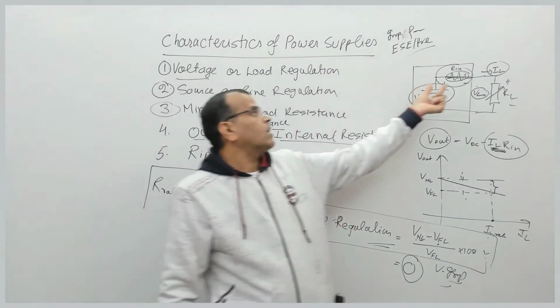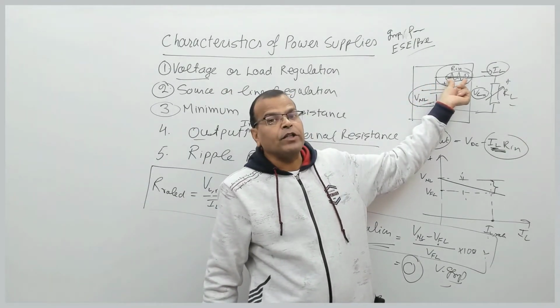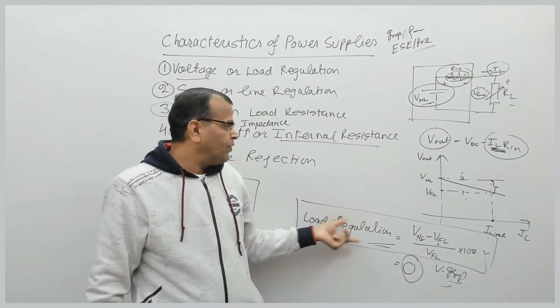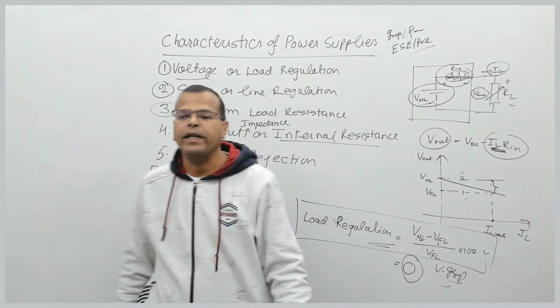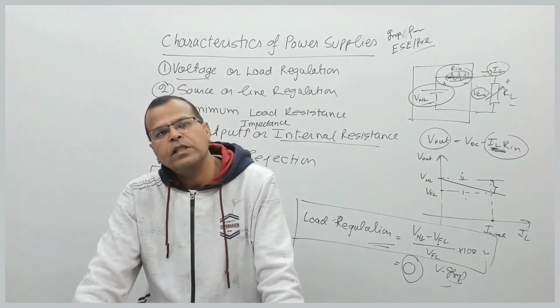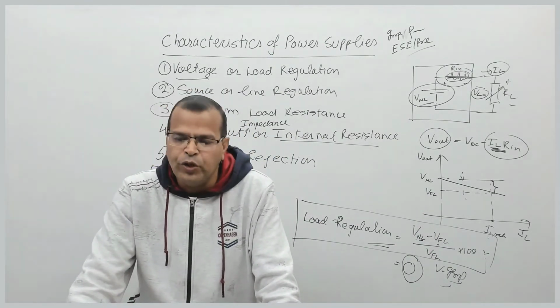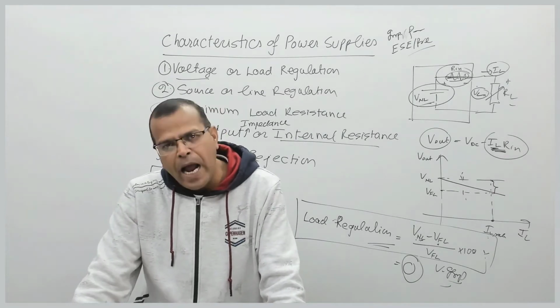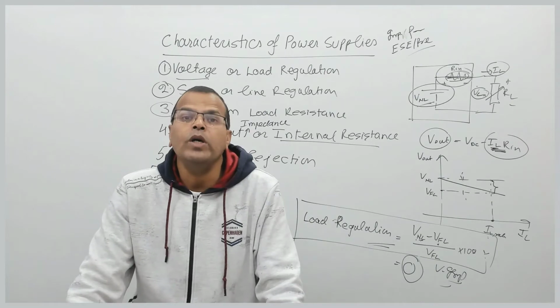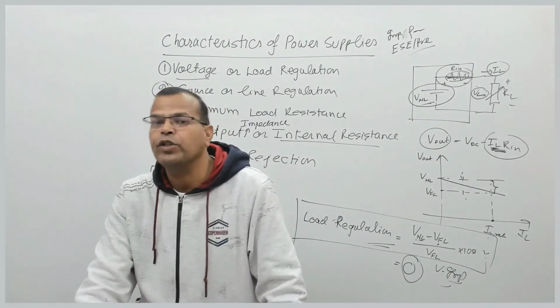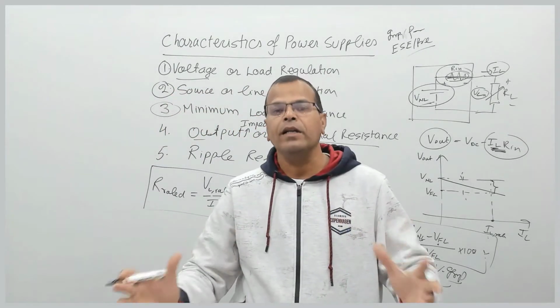Ideally the internal resistance of a power supply should be 0, and therefore if it is 0, then this becomes 0. So ideally the internal resistance of a power supply should be 0, and therefore the load regulation or voltage regulation of a power supply is ideally 0.